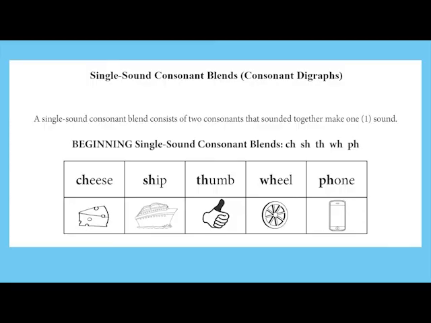Single sound consonant blends. A single sound consonant blend consists of two consonants that sounded together make one sound. The beginning consonant blends. CH, ch. SH, sh. TH, th. WH, wh. PH, f.